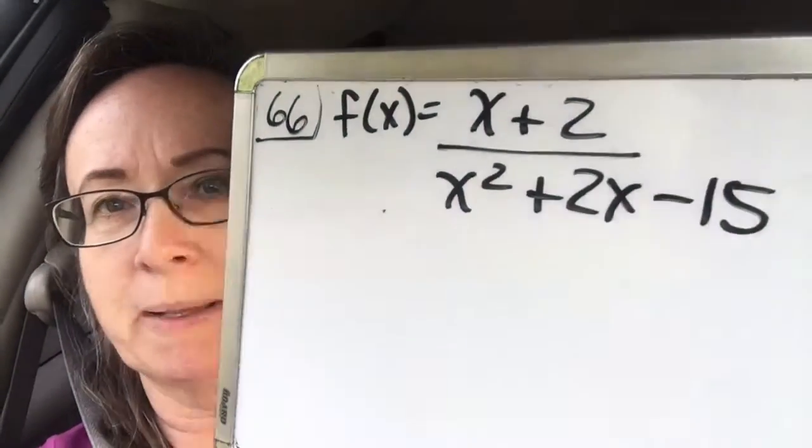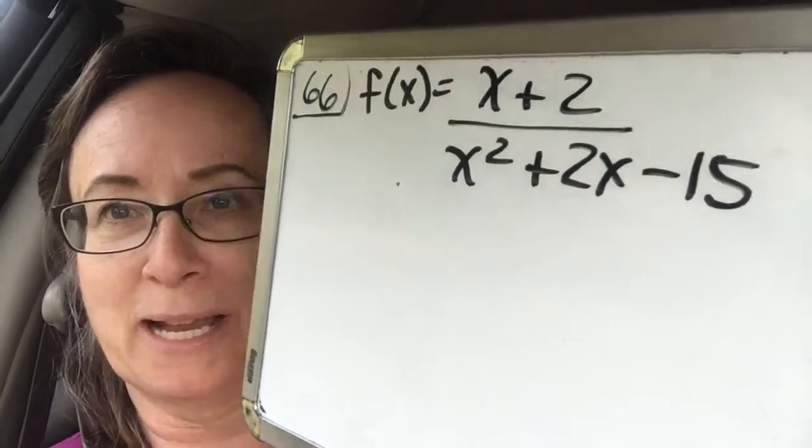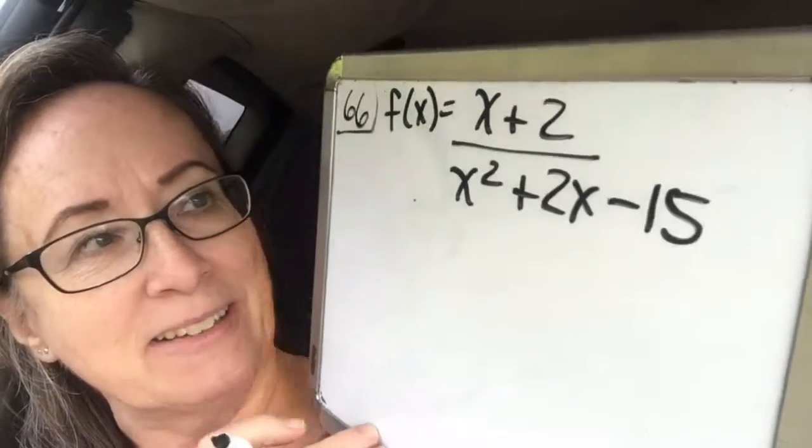The next one we're going to do is number 66. Sorry about that glare. It's getting into my eyes too because the sun is going down.